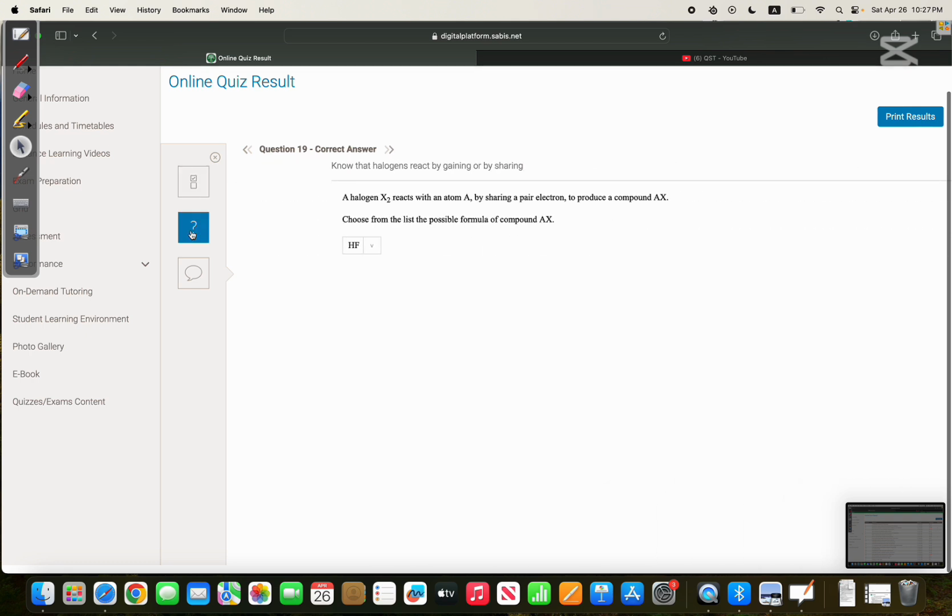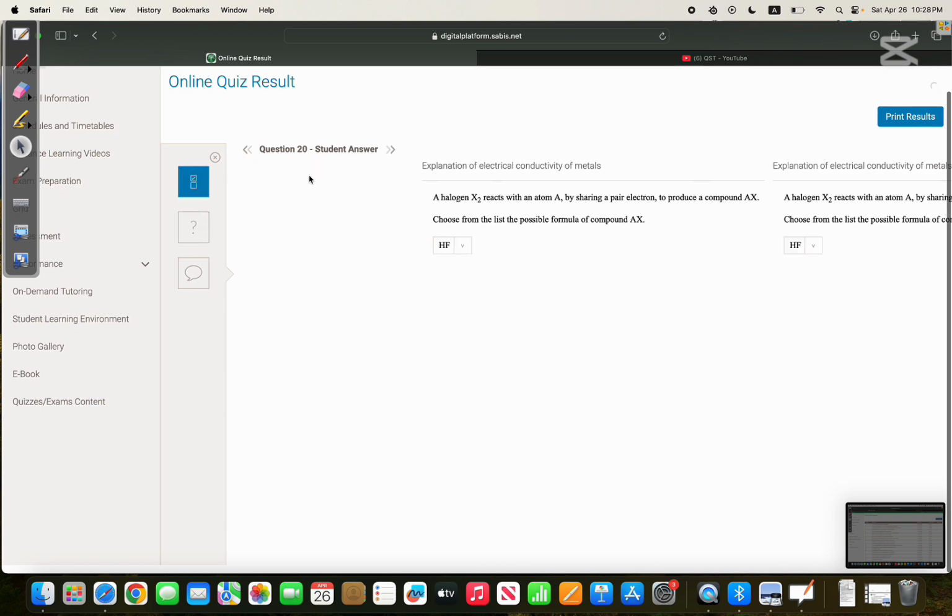Number 19. A halogen X2 reacts with an atom A by sharing a pair of electrons to produce a compound AX. This is a compound which you have to memorize, which is something I did as well. Each time I saw this question, I'd just put HF. Yeah, so that's it.